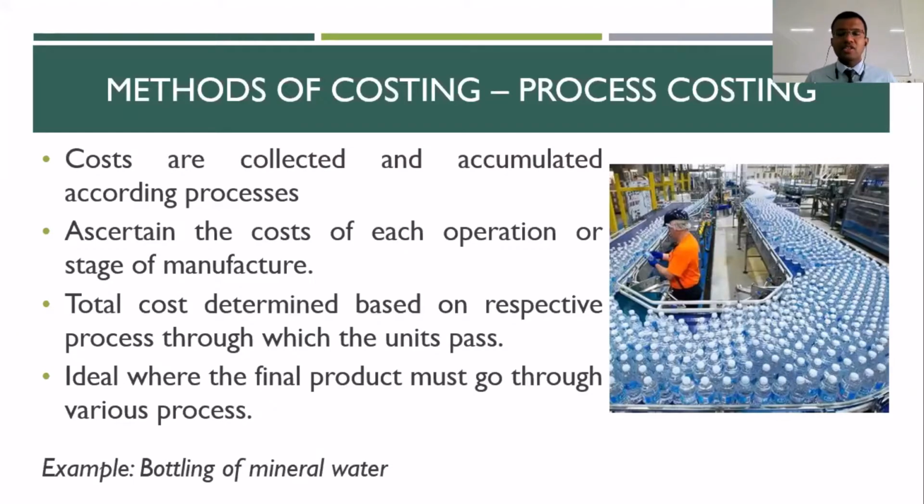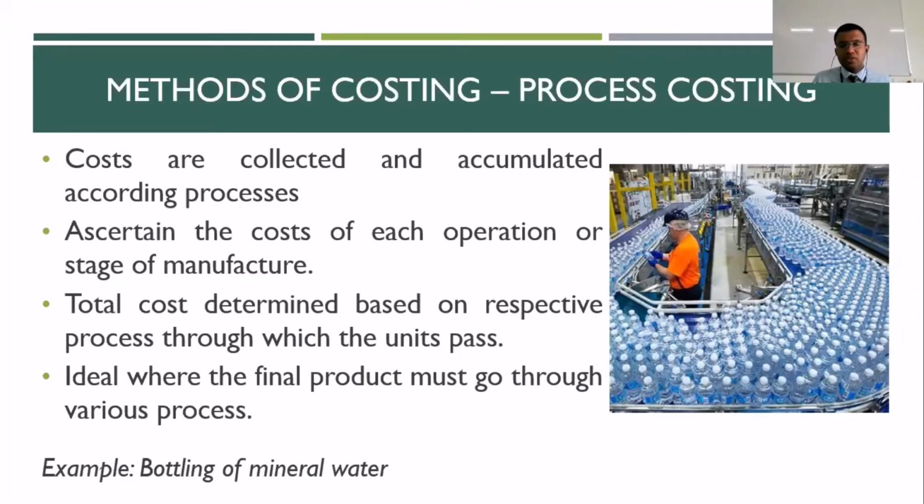The next method of costing is called process costing. Process costing, what happens over here is you would calculate the cost which is associated with a specific process. For your product to reach its final stage, it may have to go through multiple stages, multiple sequences. Okay? So here, you're trying to determine the activity associated with a specific process in getting the finished product.